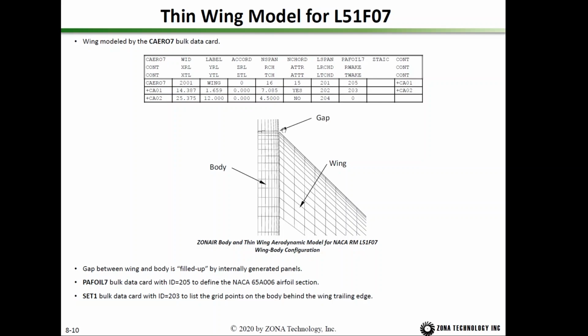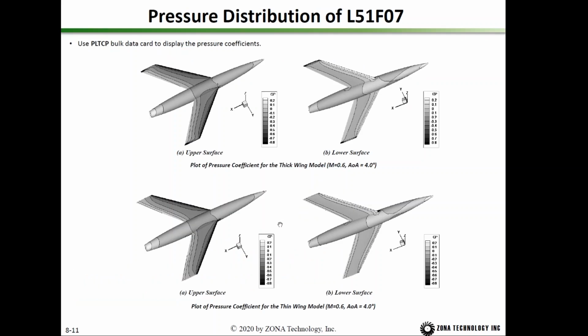This SET1 card lists out the structural grid points along the body where the wing root of the CONM2 is attached. And the next card lists out the RBE2 grid points after the wing trimming on the body.